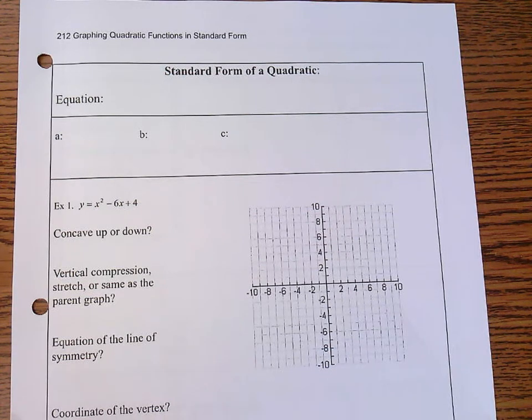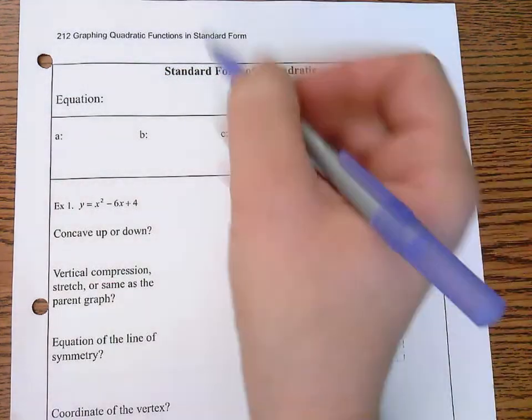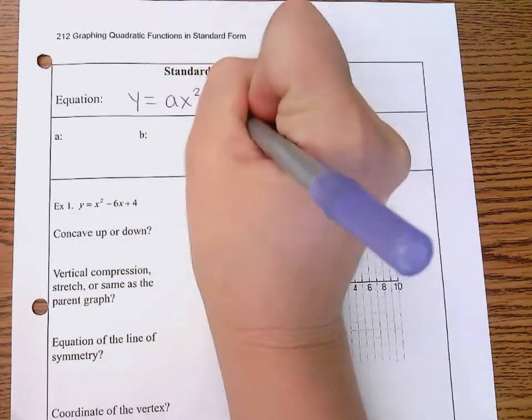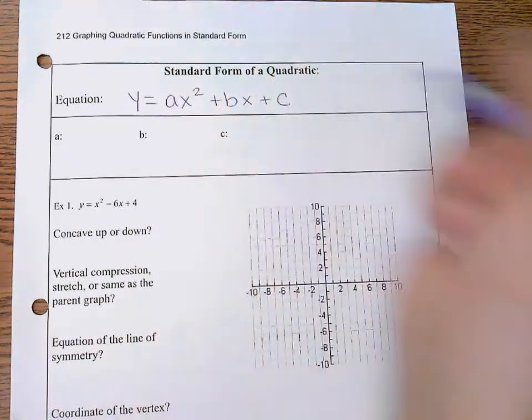Today we're going to look at graphing quadratics when they're given to you in standard form. So we've already practiced vertex form, so we're going to look at standard form. The form which is called standard form is when you have ax squared plus bx plus c.